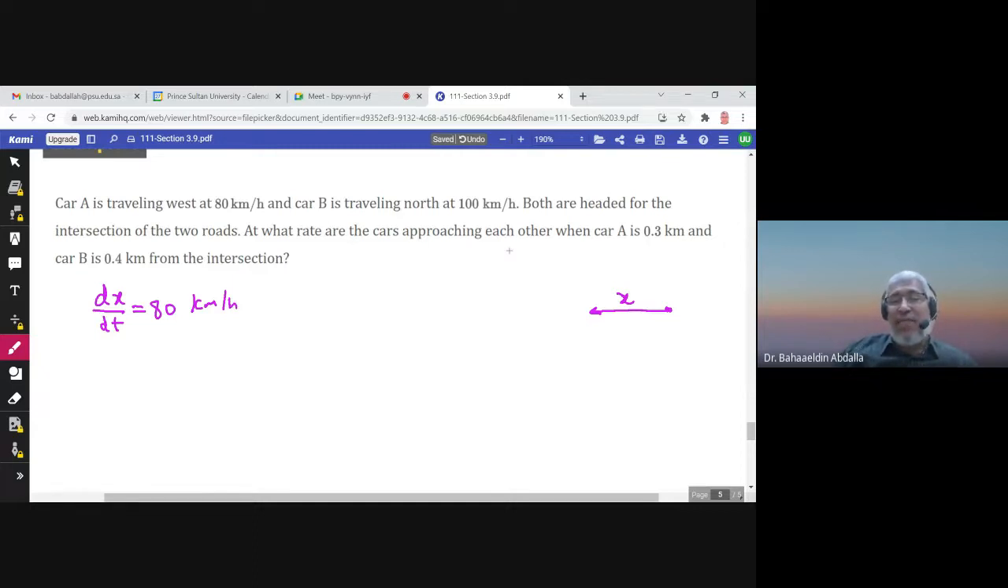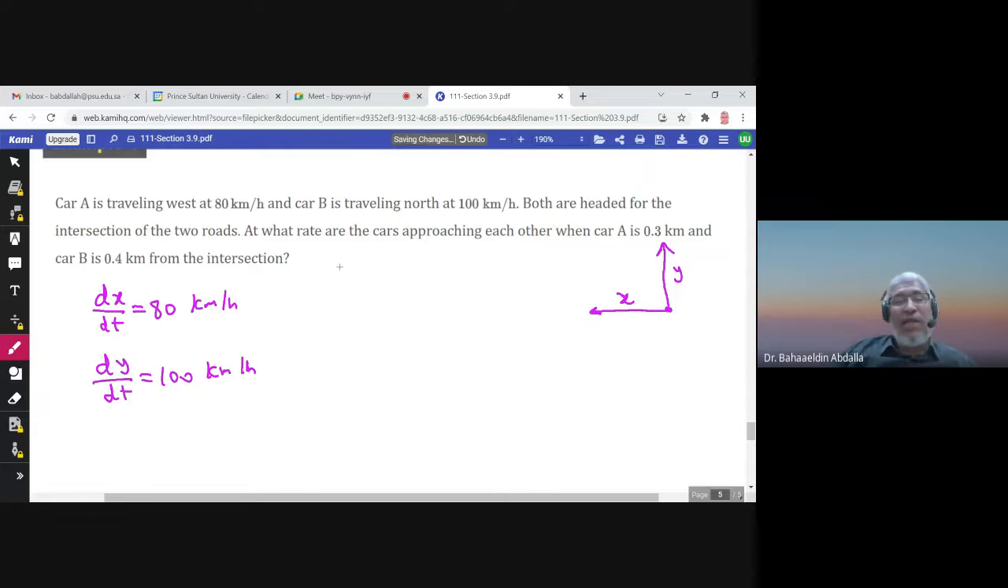Car B is traveling north. This is car B at 100 kilometers per hour. So if we call this distance y, the distance that car B is traveling, we also have dy by dt. It's 100 kilometers per hour.